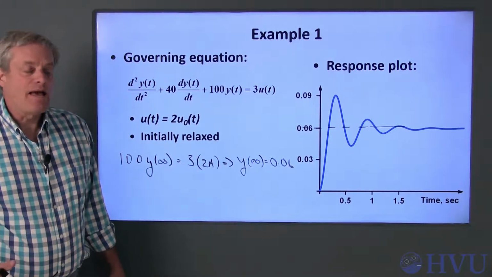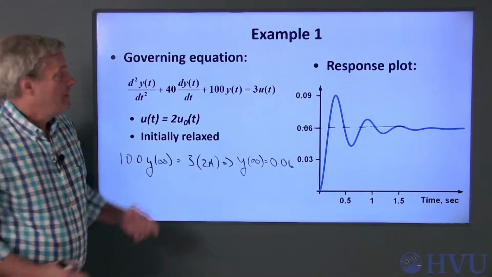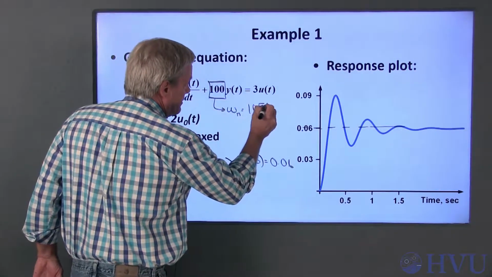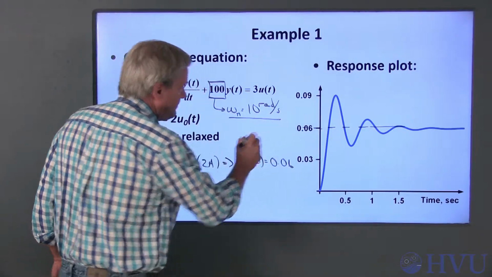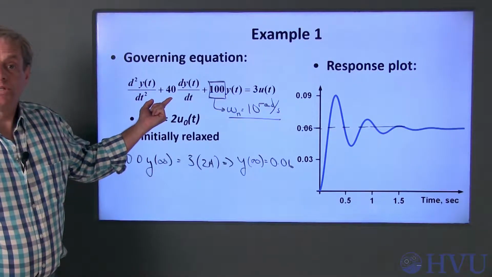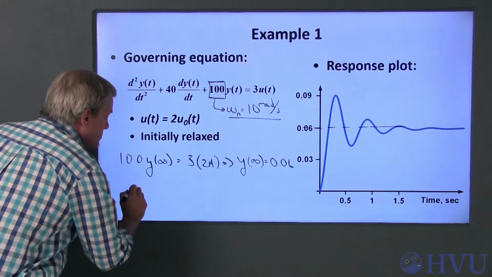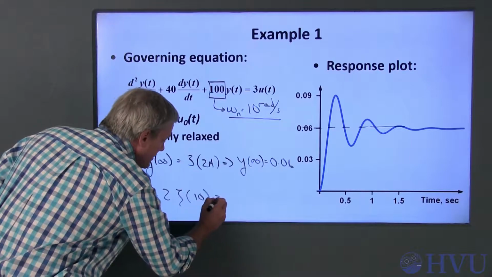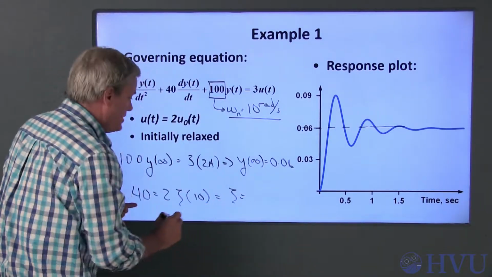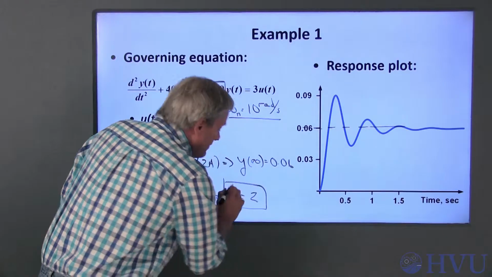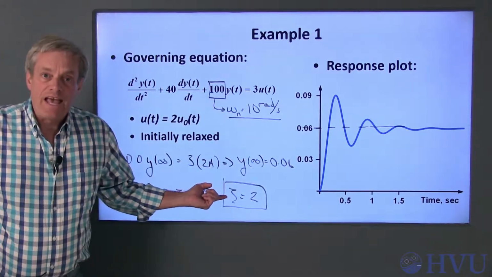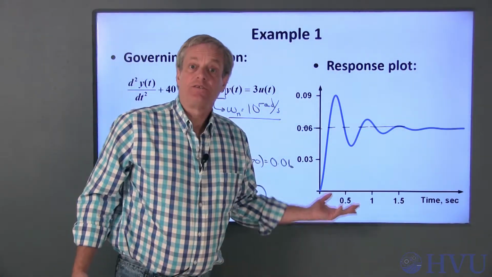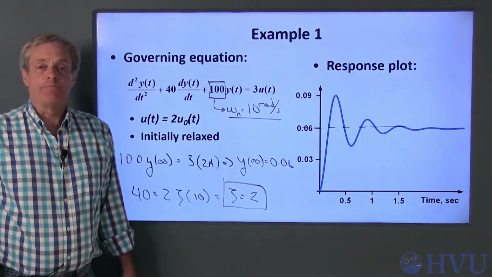Now let's take a look at the damping ratio from this differential equation. The natural frequency is the square root of 100, so omega n is 10 radians per second. This term here is 2 times zeta times omega n. So 40 is equal to 2 times zeta times omega n, and zeta, the damping ratio, is equal to 2. This means that the system is overdamped and the solution should not oscillate. Since the calculated response oscillates, we must have made a mistake when calculating the response.